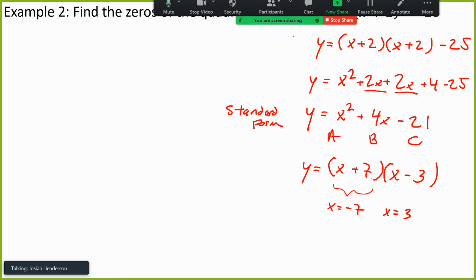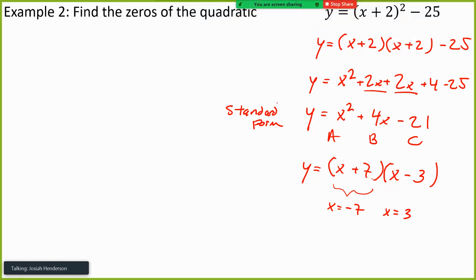The extra step came at the beginning. We had to put it into standard form. So this was our extra step right here. Later, we'll learn how to go from standard up to vertex form, which is a lot of fun, but more steps.